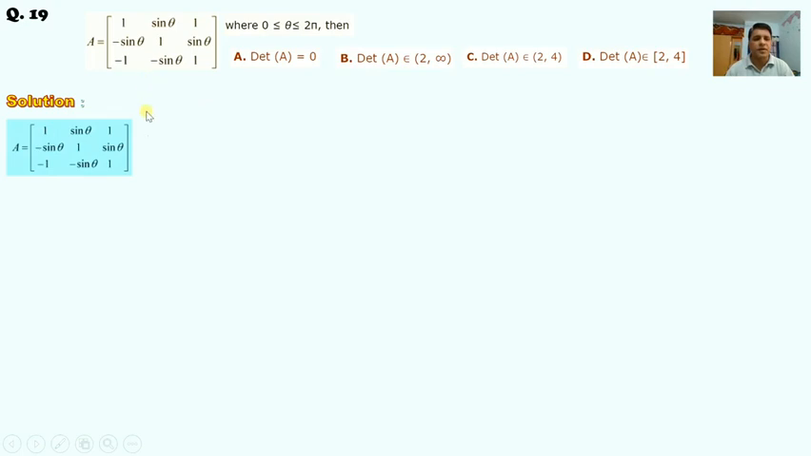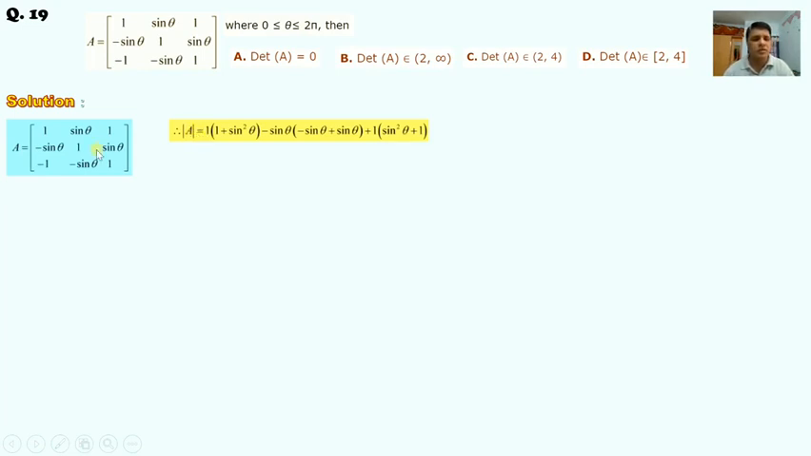So we have this matrix A. Let us evaluate it. So determinant A is equal to 1, expanding through this R1. So sin θ into sin θ, we will take it 1 into 1. So let us evaluate this matrix in the form of determinant.